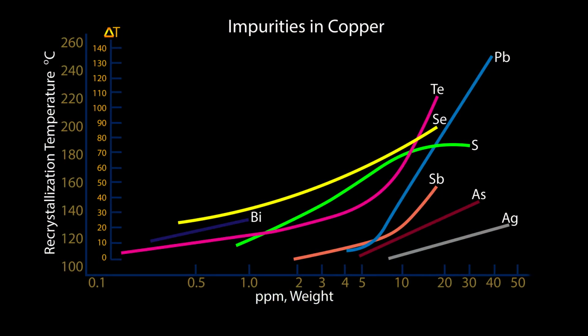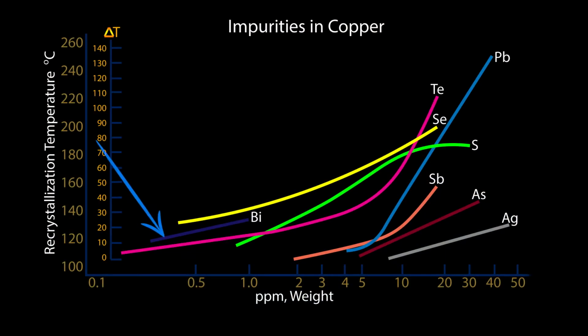Now, for information only, this is some data that was obtained on copper. Here on the y-axis is the annealing temperature or recrystallization temperature, and on the x-axis is the amount of impurities that are present in the copper in ppm, or parts per million. As you can see, every single impurity that's dissolved in the copper increases the annealing temperature. And some are more harmful, have a greater effect than others.